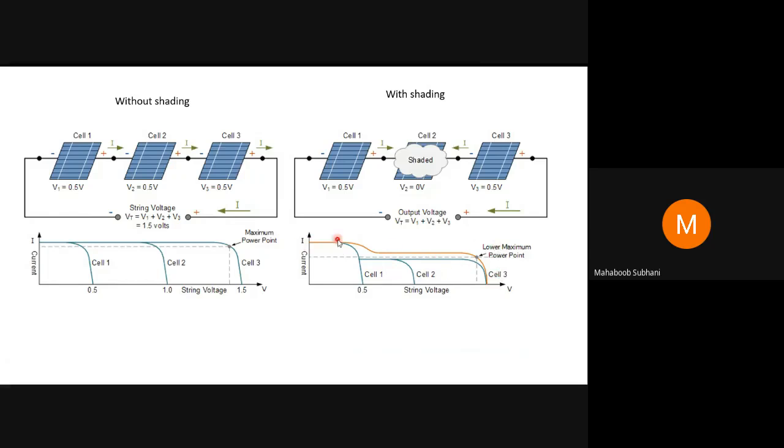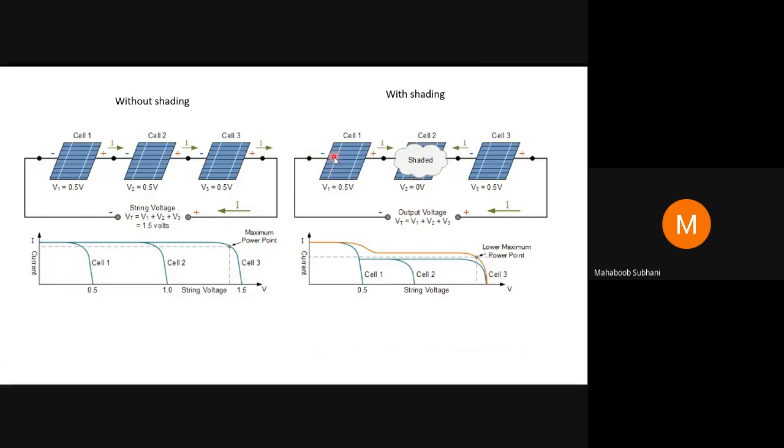So if you plot the overall IV characteristic curve, initially it was higher, and then once it reaches cell 2, the current and voltage get dropped here, right? So the overall value of I is brought down. Now, how is this cell 2 going to behave here?